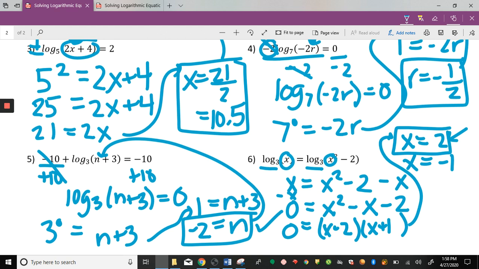Log base 3 of negative 1. Do you see you immediately have an issue, even if it works on the right-hand side, which it doesn't. But if it gives you a negative at any point, this is not a solution. And the fancy word for this is an extraneous solution. It's basically a solution that looks like it's going to work, but actually is in the restricted domain.